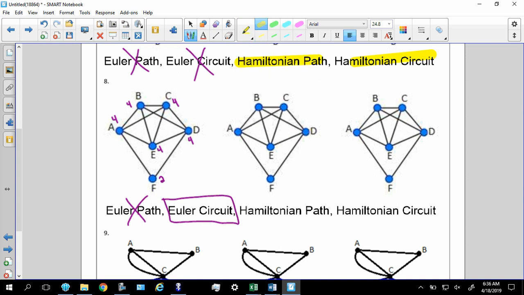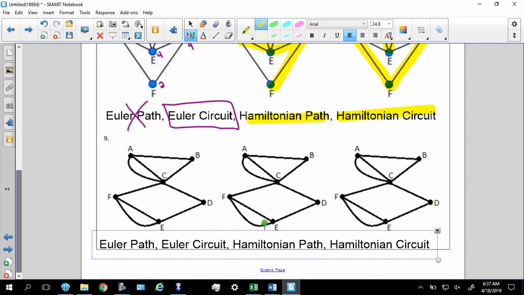Let's see if I start with C. Hey, look at that. That works. Hamiltonian path. Let's see if we have a Hamiltonian circuit. Look at there. Started at B, ended with B. Hamiltonian circuit. Check. All right, next one.